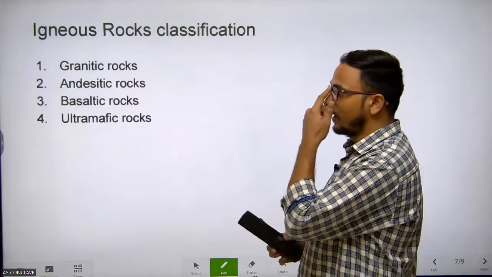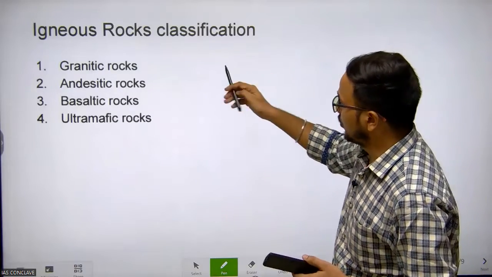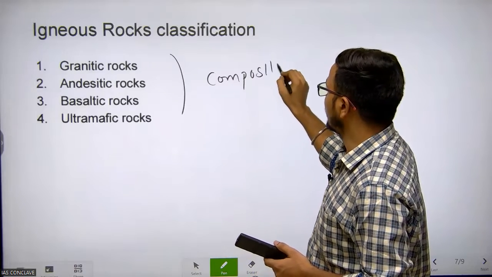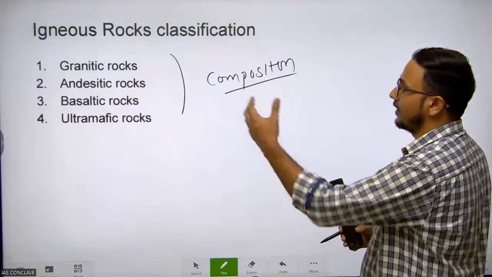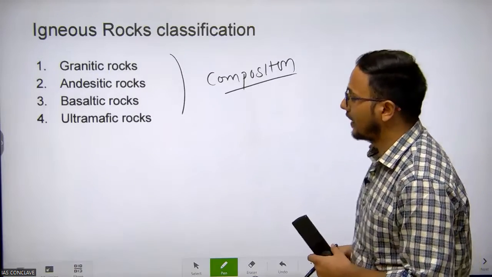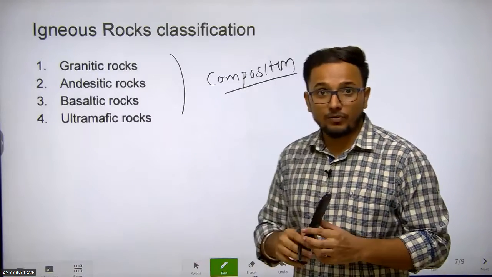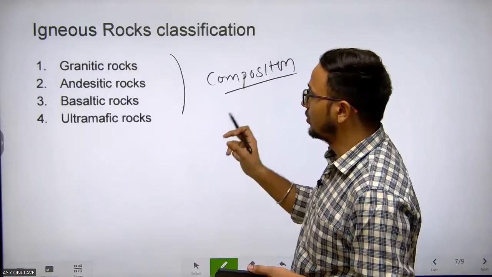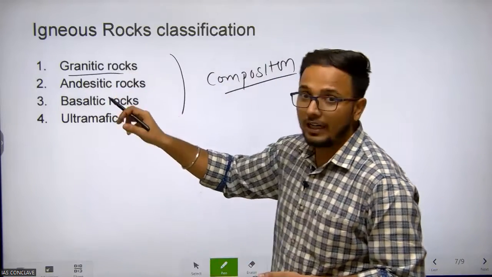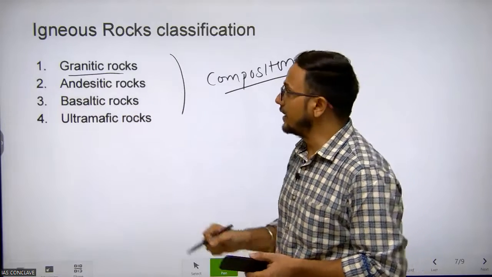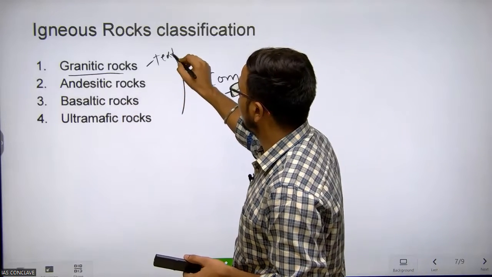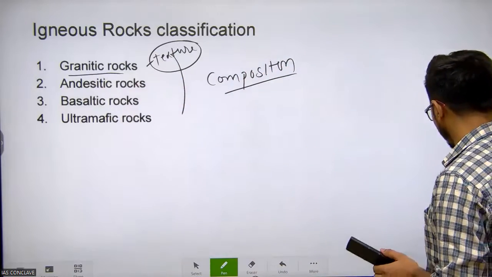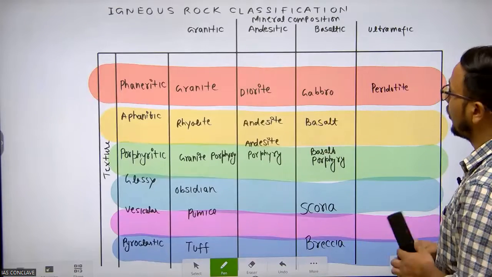Now, igneous rock classification is based on composition. Based on composition, igneous rocks can be classified as granitic, andesitic, basaltic, and ultramafic rocks. But for further sub-classification, for example of granitic rocks, it will be based on texture. You will understand this through this diagram, this chart.